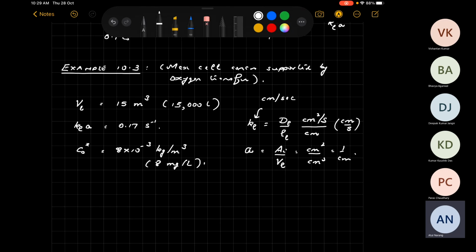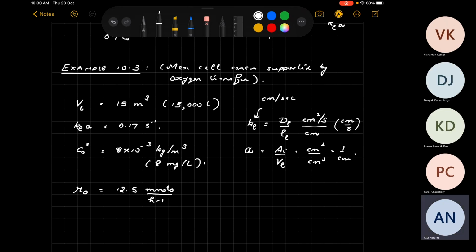15,000 liters, and the KLA is on the order of about... the time scale on which the concentrations change is about 5 to 10 seconds, and the CO star is 8 milligrams per liter. And what they have given you is that the specific oxygen uptake rate is equal to 12.5 millimoles per hour per gram dry weight. So notice that they have given the uptake rate per gram dry weight, not the volumetric uptake rate.